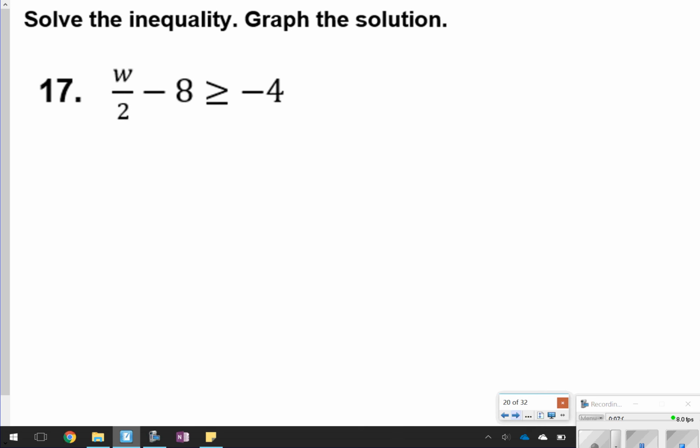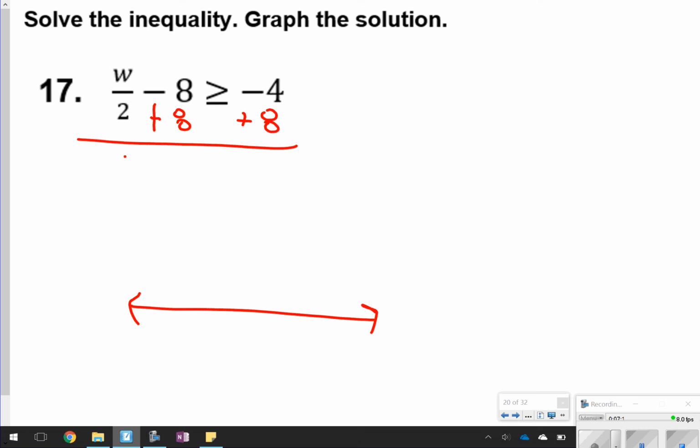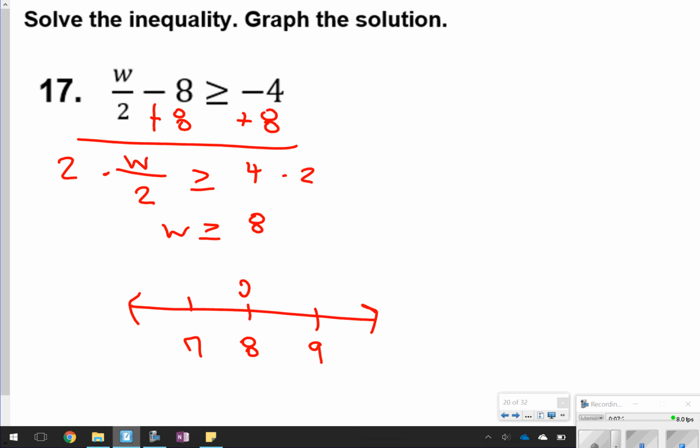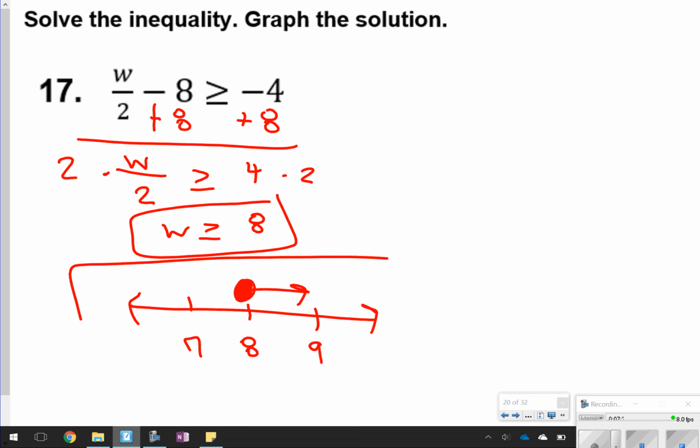17 says solve the inequality and then graph the solution. So you do have a graph at the bottom of this question. I'm going to add 8 first. So that's W over 2 greater than or equal to 4. And then I'm going to times by 2. So that W is greater than or equal to 8. Okay. On your number line, you have 7, 8, 9. You're going to have a closed circle pointing to the right. Okay. So W is greater than or equal to 8, and then your graph will be part 2 of that question.